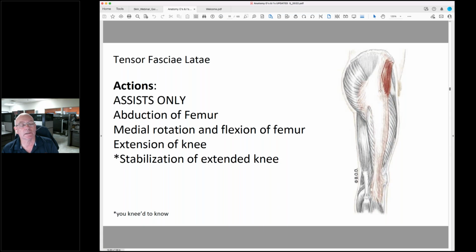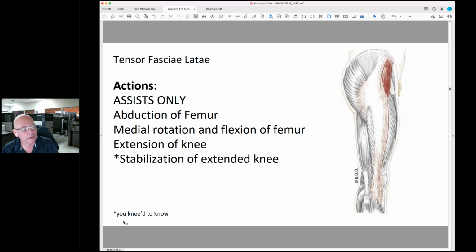Actions. It only assists. It assists in abduction of the femur. It also assists in medial rotation and flexion of the femur, as well as extension of the knee, because it comes all the way down via the iliotibial tract to the knee. Stabilization of the extended knee.